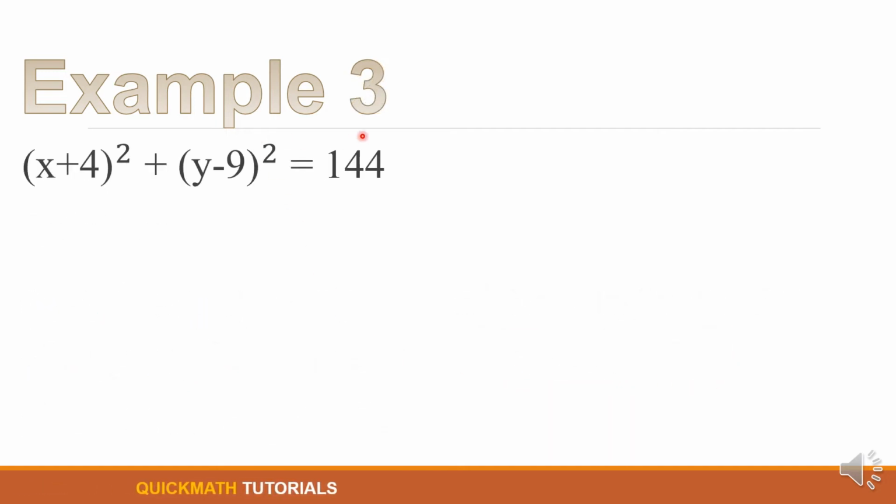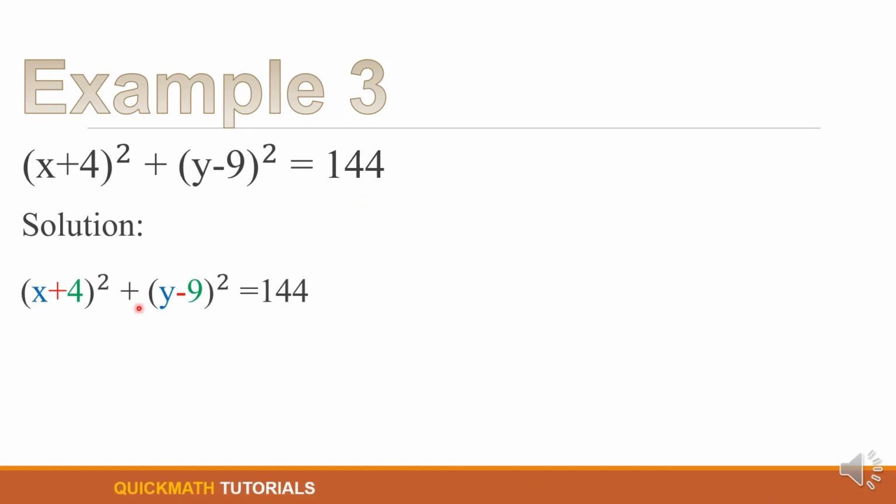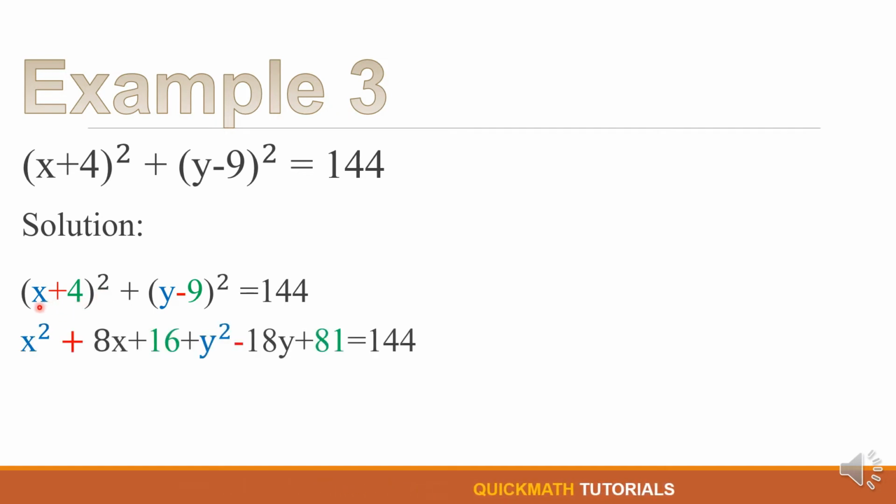For our third example, we have the square of x plus 4 plus the square of y minus 9 equals 144. So for our first step, we will square x plus 4. The square of x is x squared, and the square of 4 is 16. And then copy the sign positive. Then this 4 multiply again by 2. 4 times 2, we have 8. Then copy the variable x.